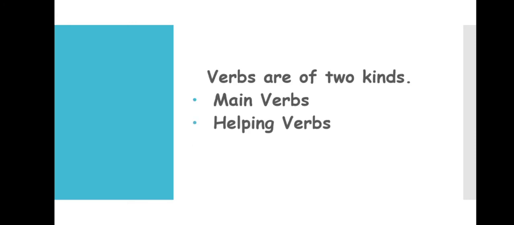One thing you have to keep in mind is verbs are of two kinds. We have two kinds of verbs, and the first one is main verbs and the second one is helping verbs. Now let's find out what main verbs are.